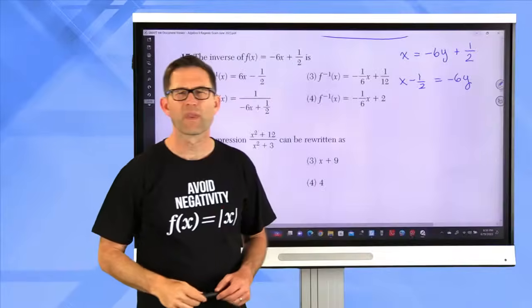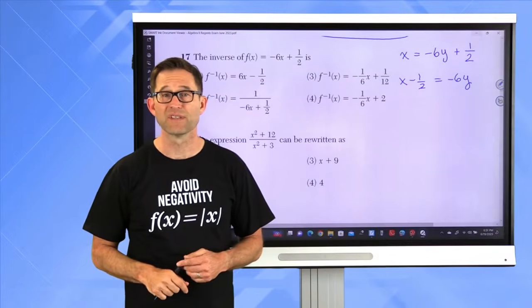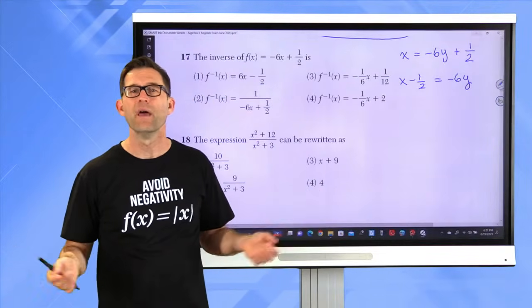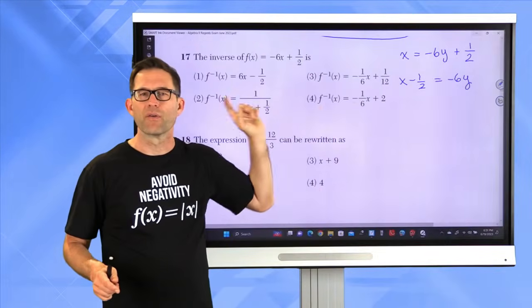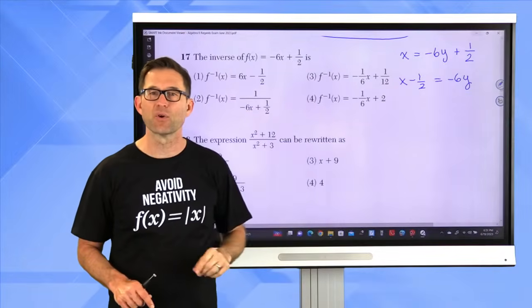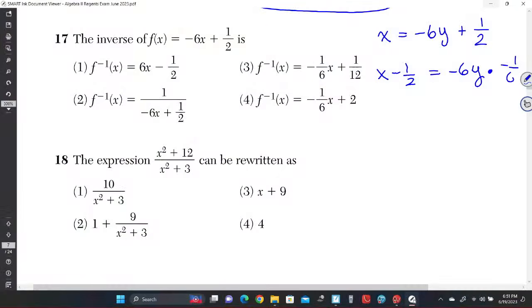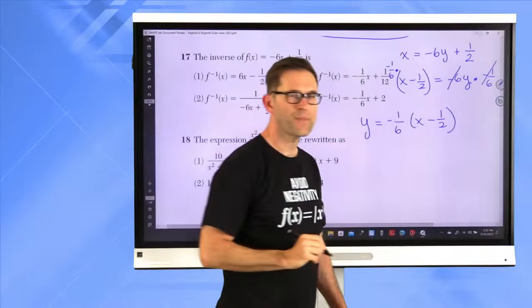All right, like that. And now I know that everything in you is saying, oh, I should definitely just divide both sides by negative 6. And I totally would get that, and that sounds great. But I don't see anything in here that looks like x minus 1/2 divided by negative 6. You know what I mean? I just don't see that as one of the choices. So what I'm going to do is instead of dividing by negative 6, I'm going to multiply both sides by negative 1/6. Okay? And negative 6 and negative 1/6 will cancel. And I'll get y equals negative 1/6 times x minus 1/2. And we're getting there.